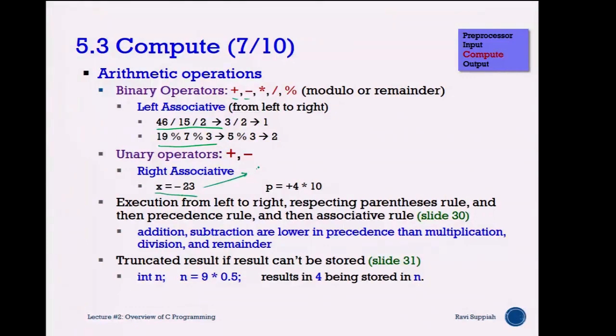So this is actually equal to X equals X minus 23. This is equal to P equals P plus 4 times 10. Sometimes when you write this kind of code, you confuse yourself on which one is going to happen first. So the best way is to always respect the parenthesis rule. As much as possible, use your brackets to enforce the order. If you don't use brackets, sometimes you think that you are executing operation 1 followed by operation 2, but in the end, because of the order of precedence, it becomes the other way around. So if you're not sure, always use brackets to enforce the order.